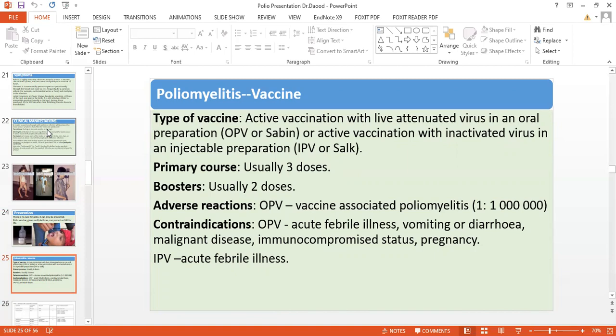It's active vaccination with the live attenuated virus in oral polio, the Sabin vaccine or OPV, while the injectable form or inactivated virus vaccination is called IPV or the Salk vaccine. As far as the OPV is concerned, 3 doses are given, and 2 booster doses. Adverse events associated with the oral polio vaccine are 1 in 1 million. The contraindications with the OPV are acute febrile illness, vomiting, diarrhea, malignant disease, immunocompromised condition, or pregnancy, while in IPV, we don't give it during acute febrile illness.